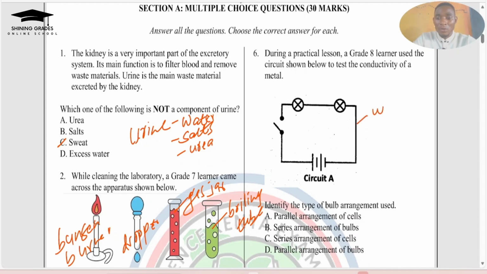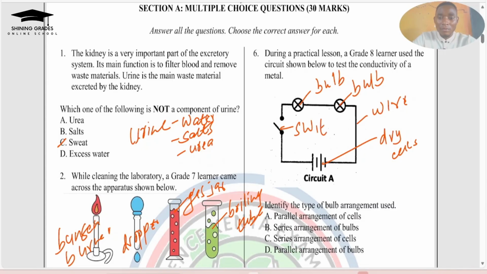We have the connecting wire. We have the bulbs. This is a bulb and this one is also a bulb. And we also have the dry cells. And we have the switch. It's a simple circuit. Identify the type of bulb arrangement used.